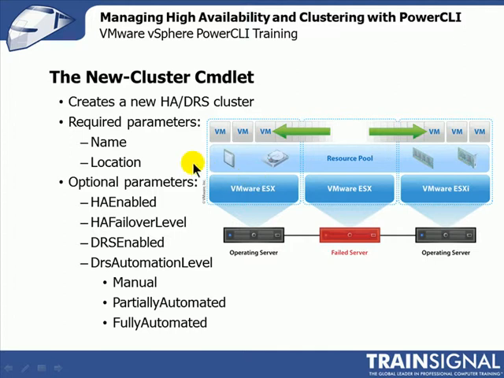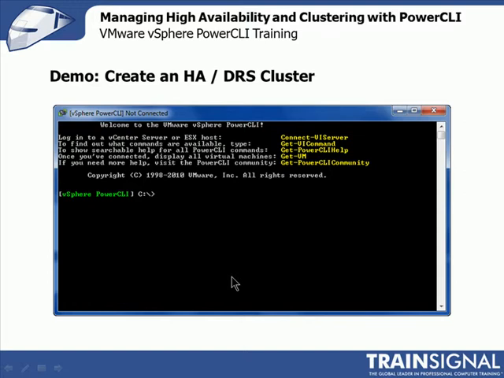There's several optional parameters. There's more than this on the screen, but these are some of the more important ones. We have HA enabled and DRS enabled, and that allows you to toggle those on or off, respectively. Then we have HA failover level, DRS automation level, and these three different settings here, which I'd mentioned to you previously. Let's go ahead and go into a demonstration. I'll show you how to create and examine clusters in your environment.